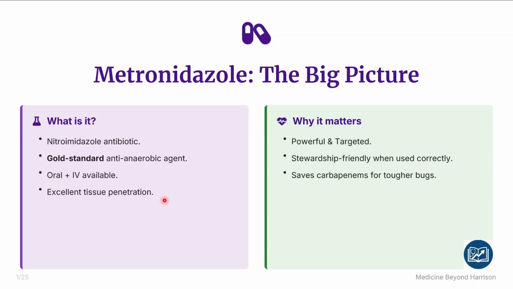Metronidazole is a nitroimidazole antibiotic. It creates nitrogen bubbles inside the organism so that it bursts the mitochondrial area and creates toxicity. So it is a gold standard anti-anaerobic drug. It is available as both oral and IV preparation. It has excellent tissue penetration. It acts intracellularly, so it has very good tissue penetration. It is powerful and a targeted drug. It is stewardship friendly when used correctly. It saves carbapenems for other tough infections. So it's a very good antibiotic when used in the appropriate clinical setting.